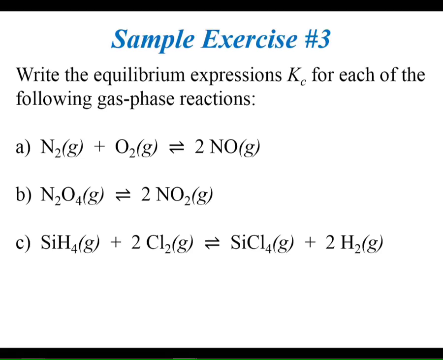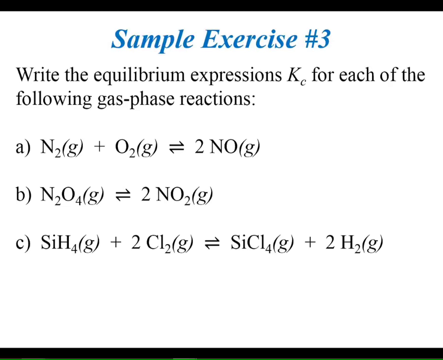Okay, so for the next one, what's going to be on top? Concentration of what? NO2. NO2 squared, right? Over concentration of N2O4. How would you name that, by the way? Dinitrogen tetraoxide. Right. Okay, good.